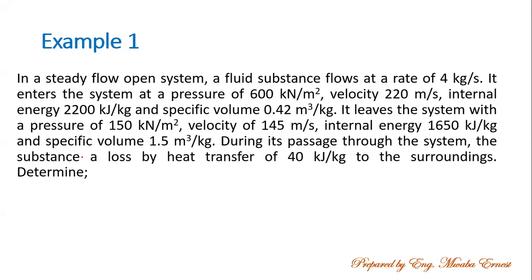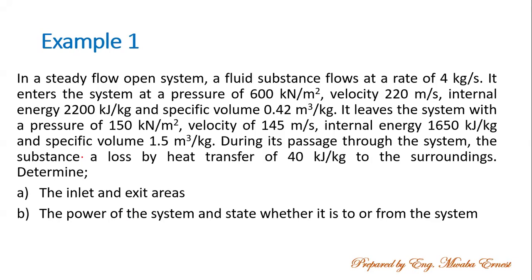Now, it doesn't augur well to just go straight and start solving the problem. Let's fish out this information and arrange it into some data, so that when we pick which formula to use, it will be much easier. So, question A is asking us to calculate the inlet and exit areas, and B, the power, and then we say whether this power is to or from the system. Let's go back to the data.